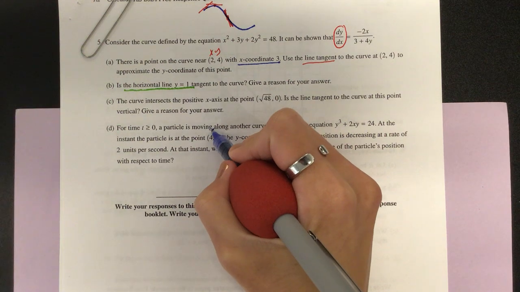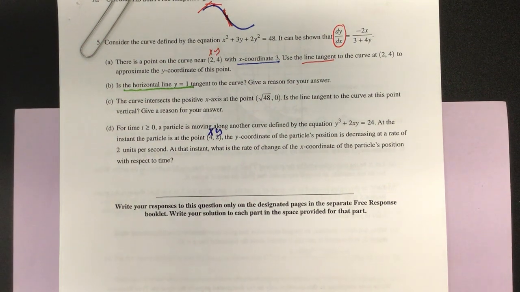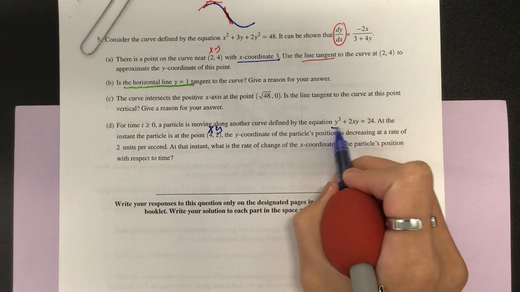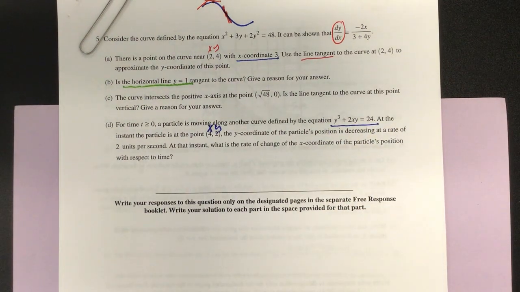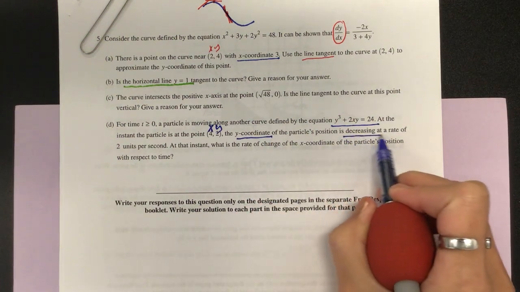We know the point x and y is given. Someone's not writing with a water bottle. I see you. And then we are going to differentiate this implicitly. And then it says the y coordinate is decreasing at a rate of 2 units per second.